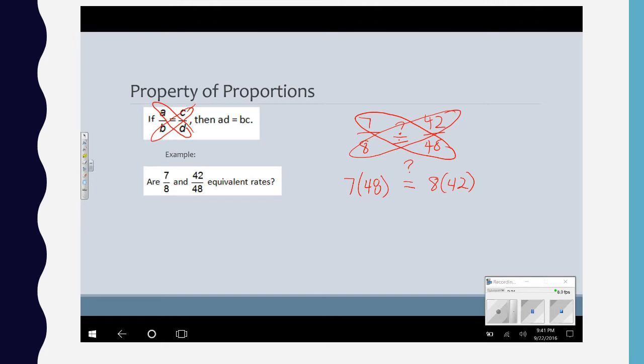So 7 times 48 is 336, and 8 times 42 is 336. So these are equal to each other, so yes, these are equivalent rates.